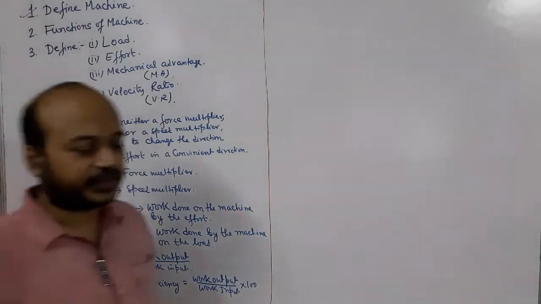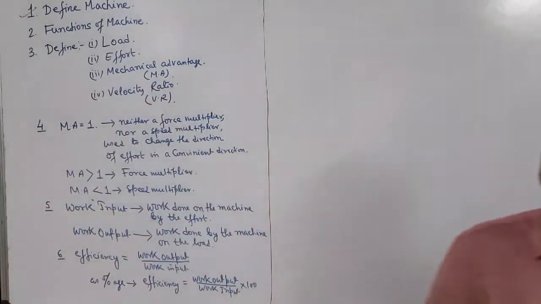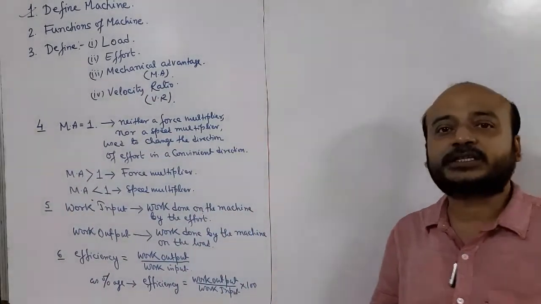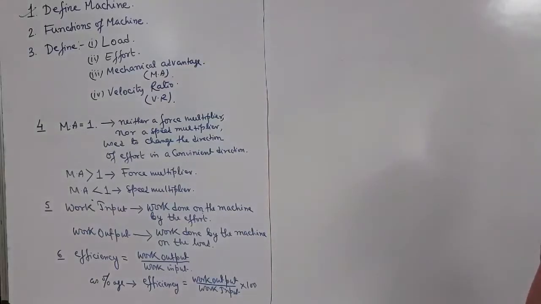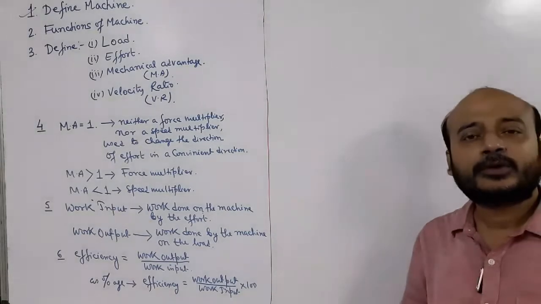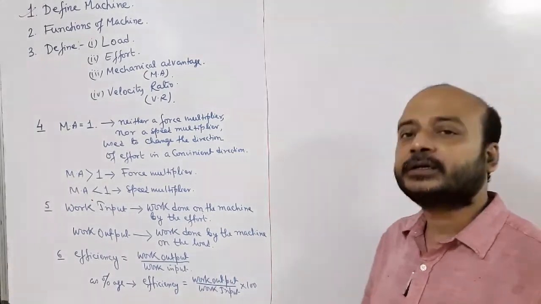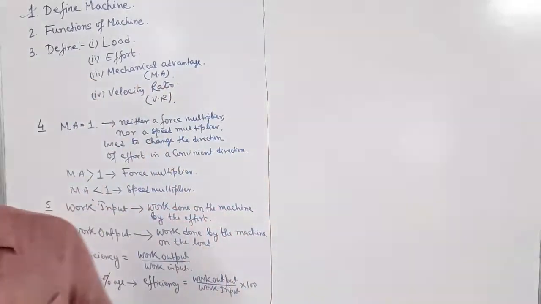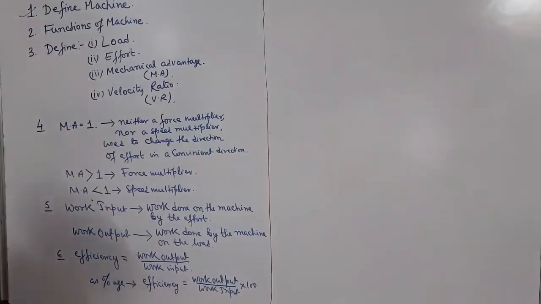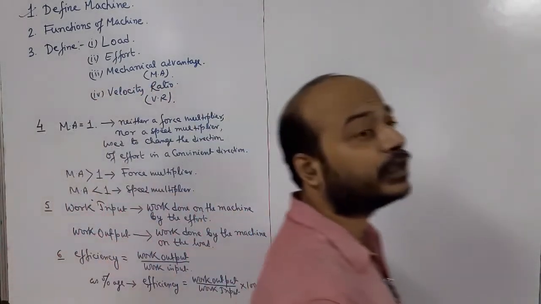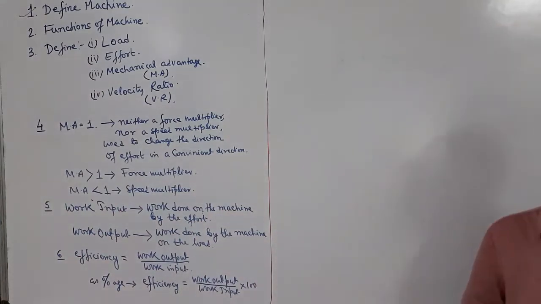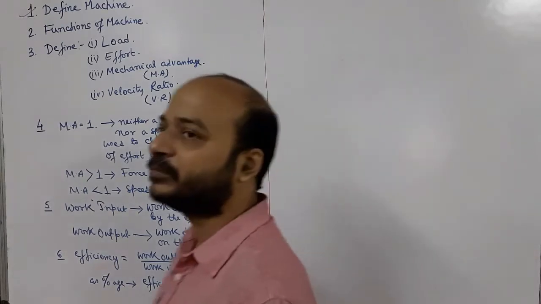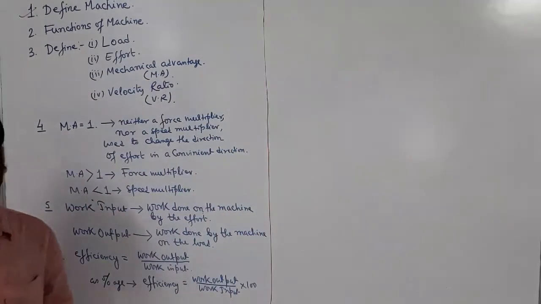Now machine is a device by which we can overcome a large resistive force by applying a small force, or by which we can apply our effort in a convenient direction or in a convenient point, or by which we can have a gain in speed. Understand? So it is a device. In fact, we can say a machine makes our work easier.